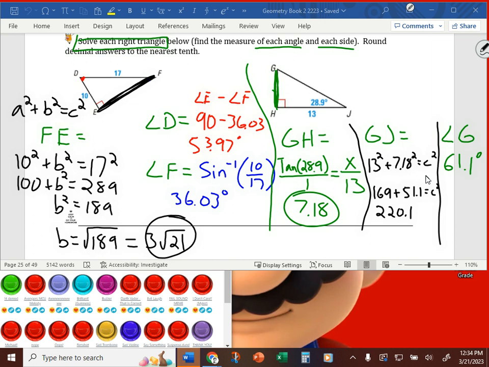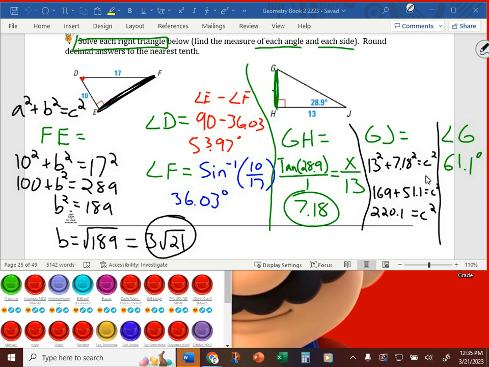That's not right? 220.55. Oh, sorry. And this is where rounding comes into play, right? Some of you rounding differently will get slightly different answers here. I was told that 7.18 squared is 51.1, so that's what I was using here. If you rounded differently, you might get a slightly different answer, and that's okay. So we'll just go with what I originally had, 220.1 equals c squared.